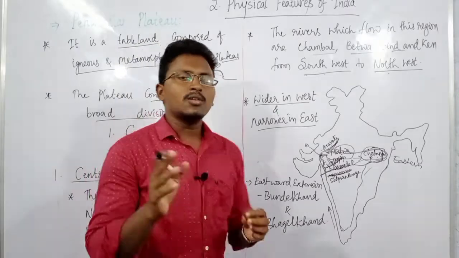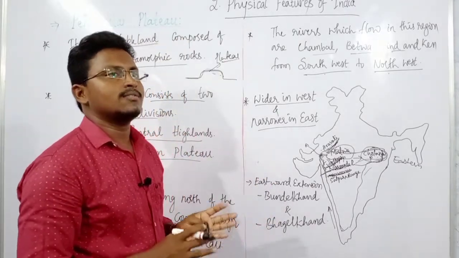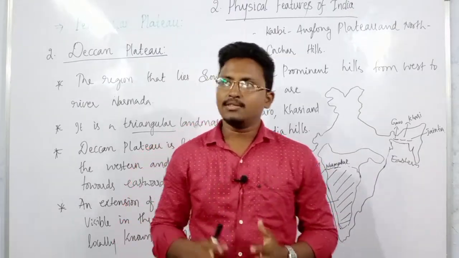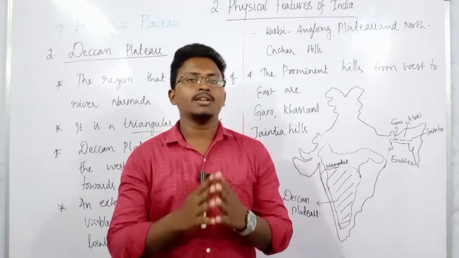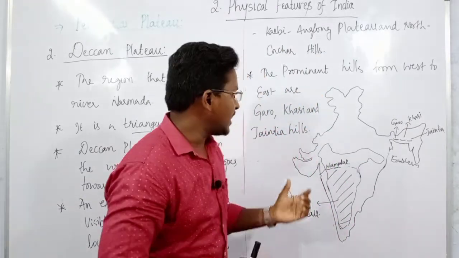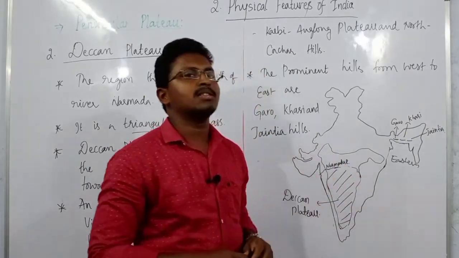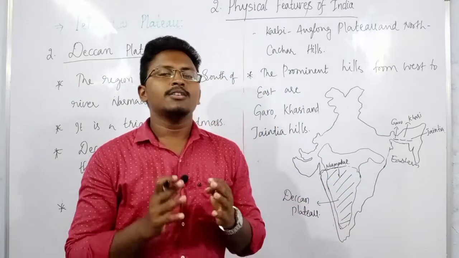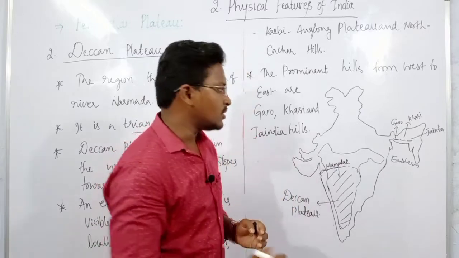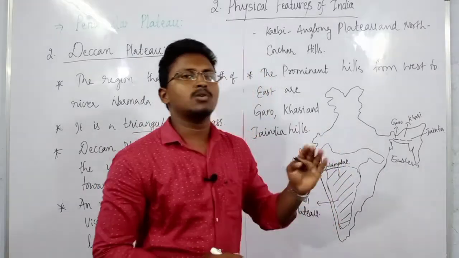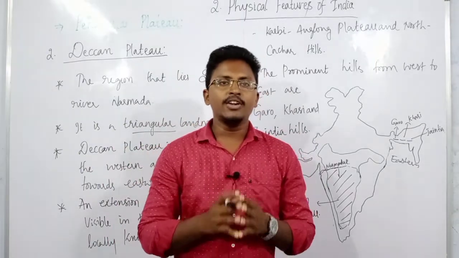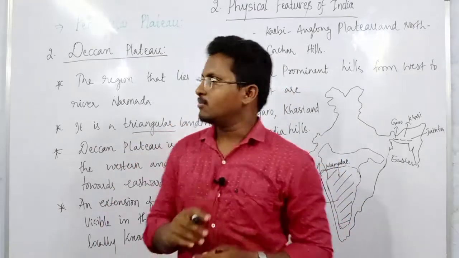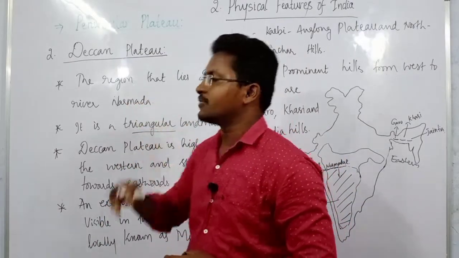Now let us discuss what the Deccan Plateau is, which part of this region we call the Deccan Plateau. Let us discuss the other part of the Peninsular Plateau, that is the Deccan Plateau. The region lying towards the south of the Narmada river. Suppose the Narmada river is flowing here, the region below it we call the Deccan Plateau. As I told, the region above the Narmada river, towards the northern part, we call the Central Highlands, whereas below the Narmada we call the Deccan Plateau. So that is the region that lies to the south of river Narmada.